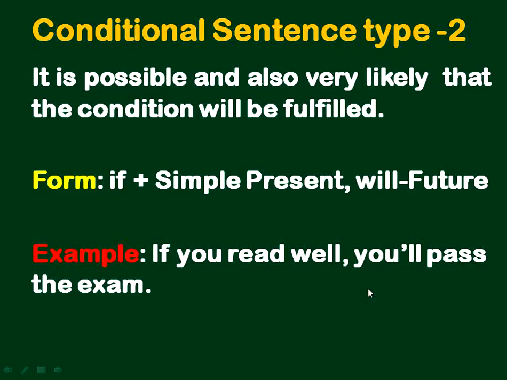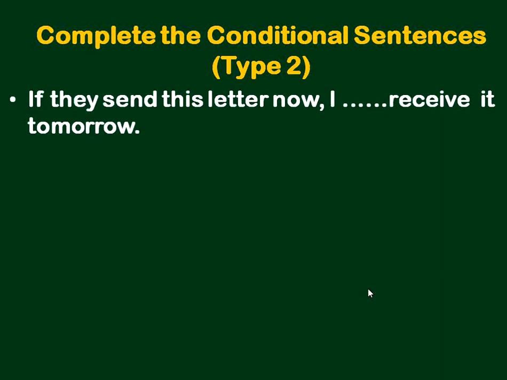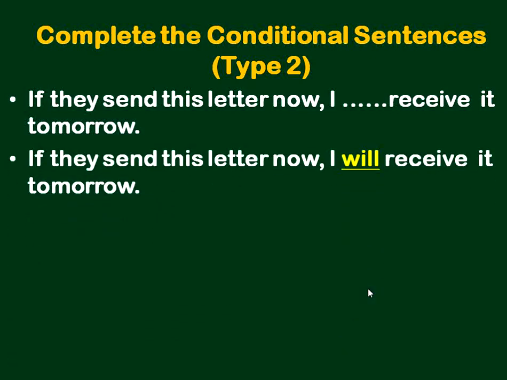So let us understand with more examples. Let us complete the conditional sentence type 2 examples by filling the gap. There will be a question in the exam. You need to fill in the correct form of verb here for conditionals. If they send this letter now, I dash receive it tomorrow. There might be a question like this. You need to fill with the correct conditional verb form here. If they send this letter now, simple present, conditional type 2, this one. So the main clause takes future tense. I will receive it tomorrow.